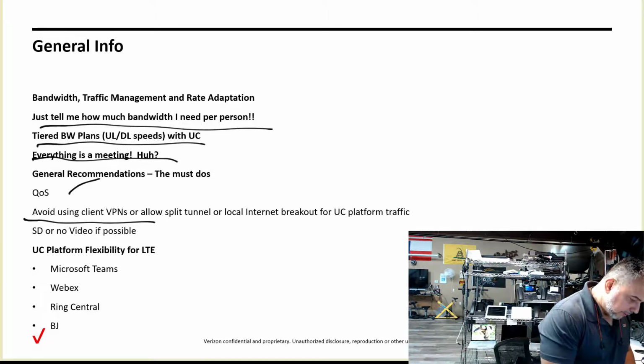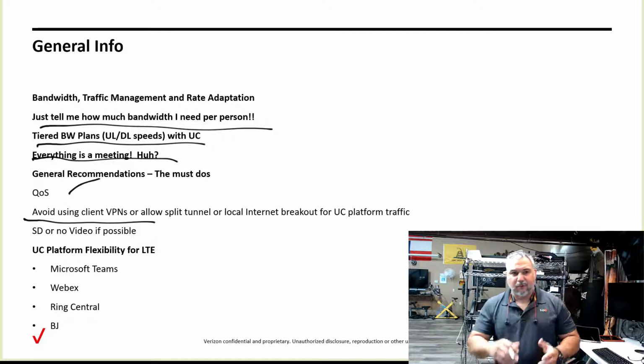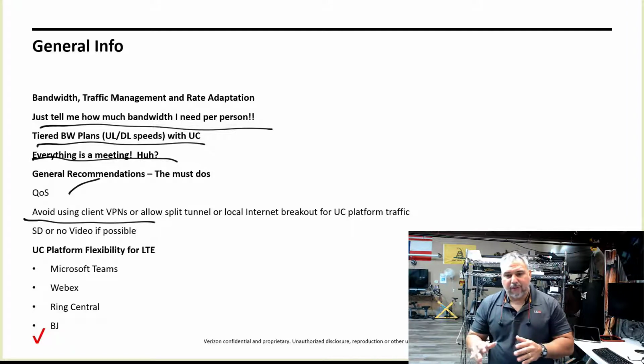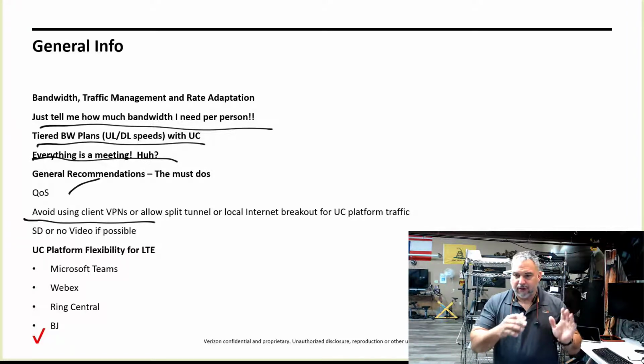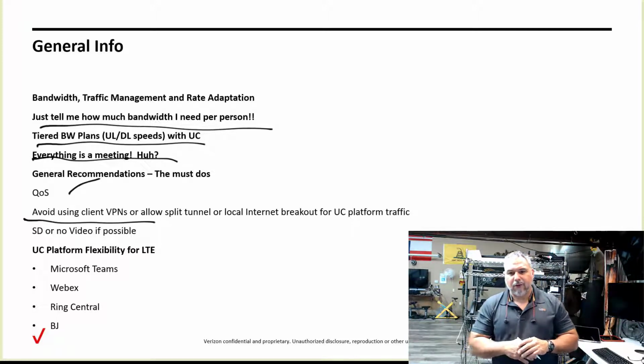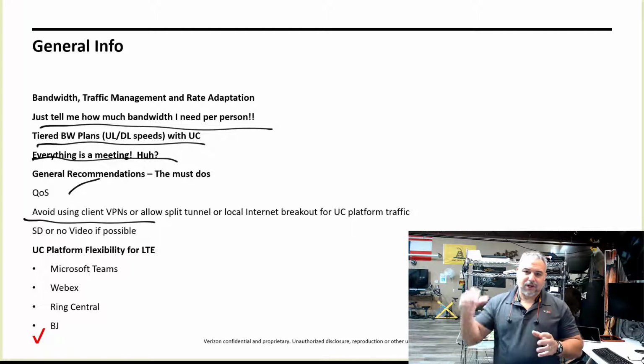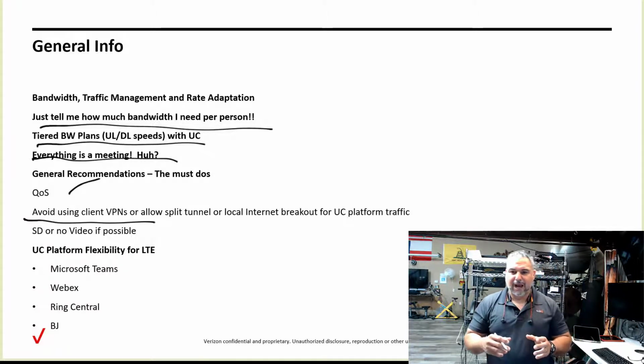Okay, let's talk about avoiding using VPNs, no matter if you're using SD-WAN, VPN from the router, or VPN from the client. All these UC platforms already encrypt their voice, video, screen share, and things like that. So if you think about it, if you're encrypting data and then shoving it into another encrypted pipe, you're adding overhead, and that's going to add bandwidth.